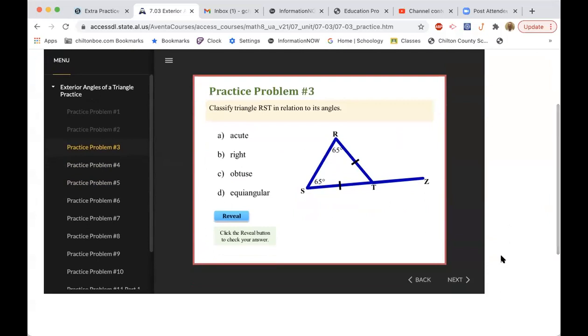Classify triangle RST, so that's this triangle, because there's no angle there. So it's the whole triangle in relation to its angles. Well, 65, 65, and 50 are all acute angles, so that's going to make this an acute triangle.